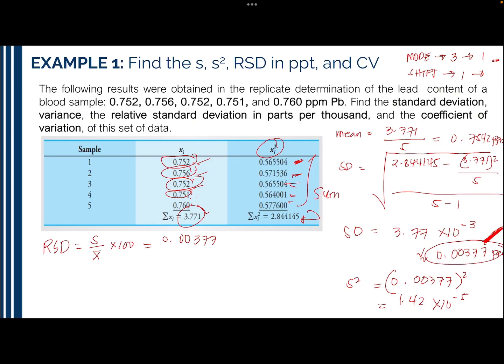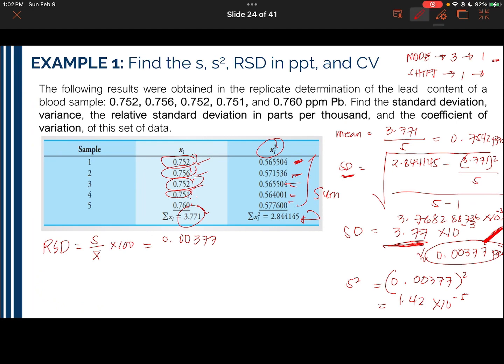Again, for succeeding calculations, use the value that you have not yet rounded off or that does not yet follow significant figures. This one already follows significant figures, but if I calculate the SD, I think it gives 3.768288736 times 10 to the negative 3. So this is what you will use. Again, use the value that is not yet rounded off.